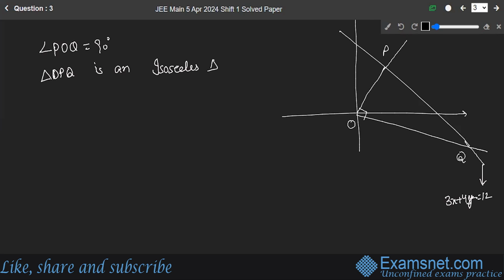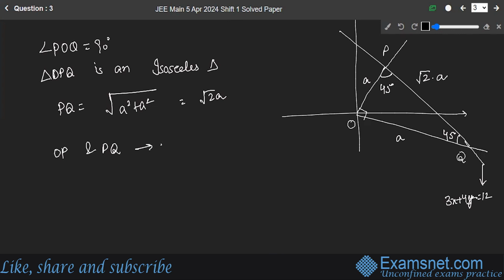So that means if this is 90 degrees, this angle will be equal to this angle, and both will be equal to 45. Let's say this is A side and this is A side. If OP is equal to A and OQ is equal to A, then PQ by Pythagoras theorem will be given by root of A square plus A square, which is equal to root 2 into A.